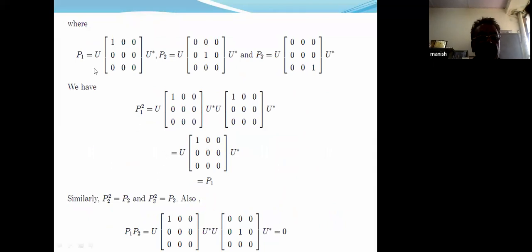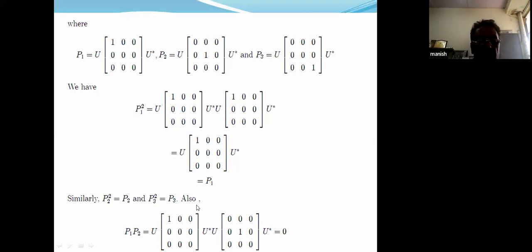P1 is this matrix: U, inside it 1 and the others 0, then U star. P1 square: we calculate by multiplying P1 with P1. We have here U star, then U. So U star U is identity. Now multiply these two matrices, 1 0 0 and 1 0 0. We get the same matrix. So P1 square is P1. In the same way, all the Pi are idempotent.